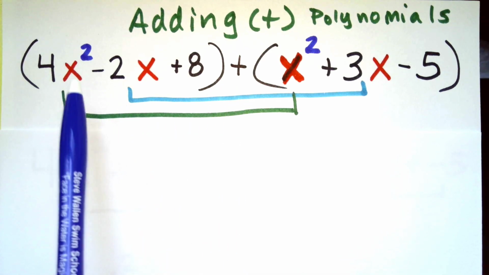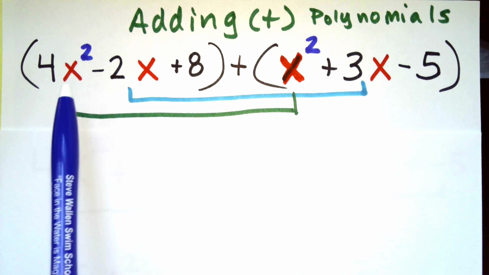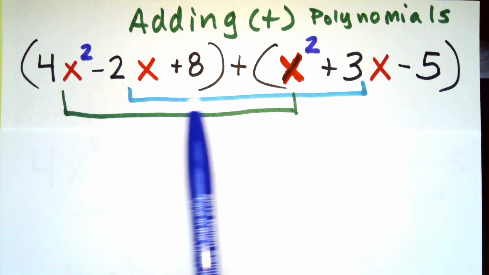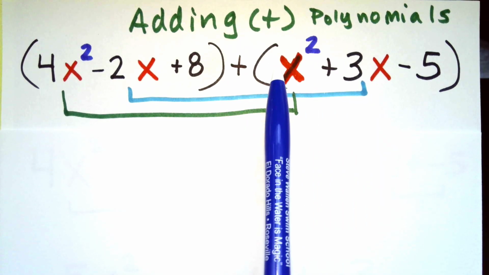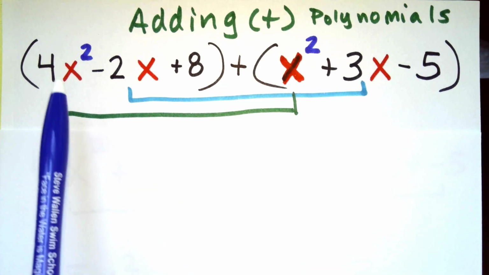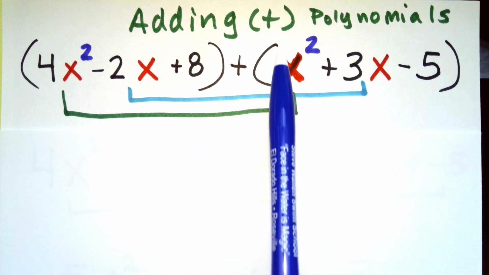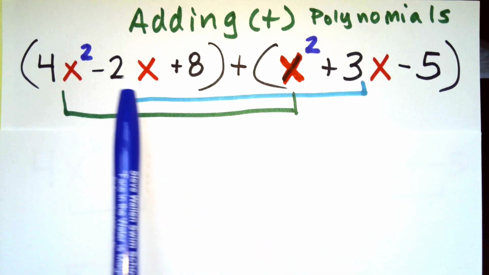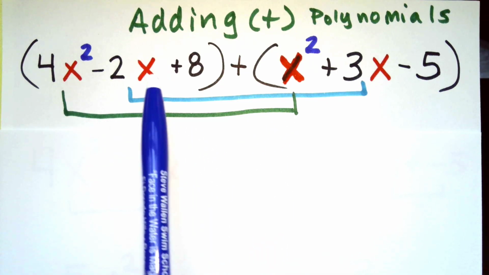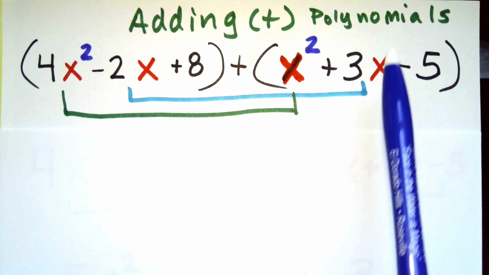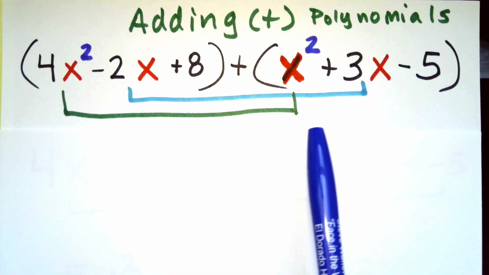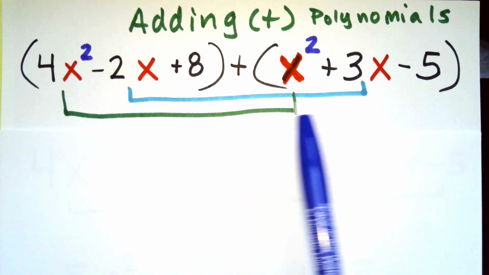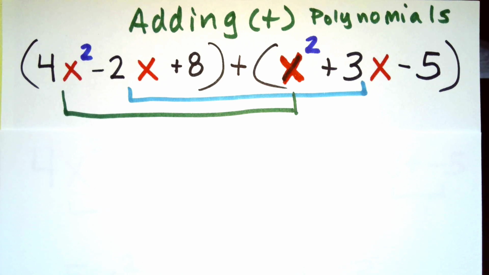But in this parenthesis to the left, we have a value 4 and an x to the second power. In the parenthesis to the right, only 1 x to the second power, right? So we're going to take these two like terms and add them together. Negative 2x, that's x to the first power. Positive 3x, that's x to the first power. It makes these two terms like terms. We're going to add them together. We have a positive 8 plus a negative 5. We're going to add that together as well.